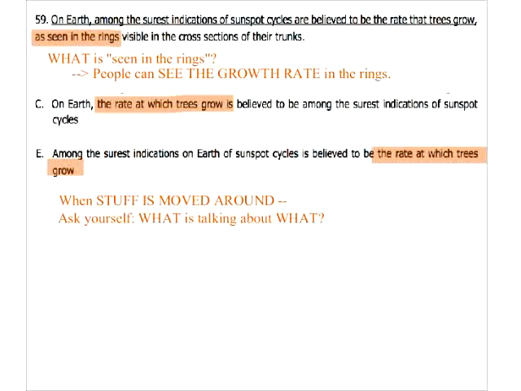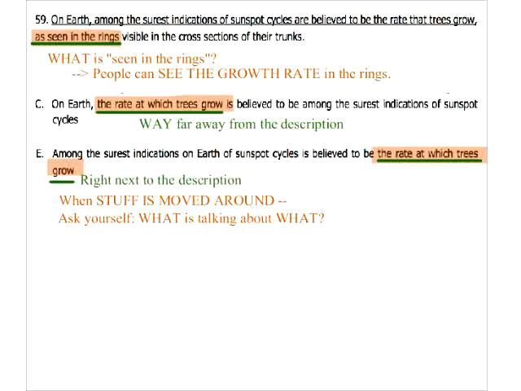So that is a description of the rate at which trees grow. So this is really unnecessarily far away from that, and this is right next to it. So that's one strike in favor of E and against C. Like this is way far away from the description. This is right next to the description. Also, what's on Earth?